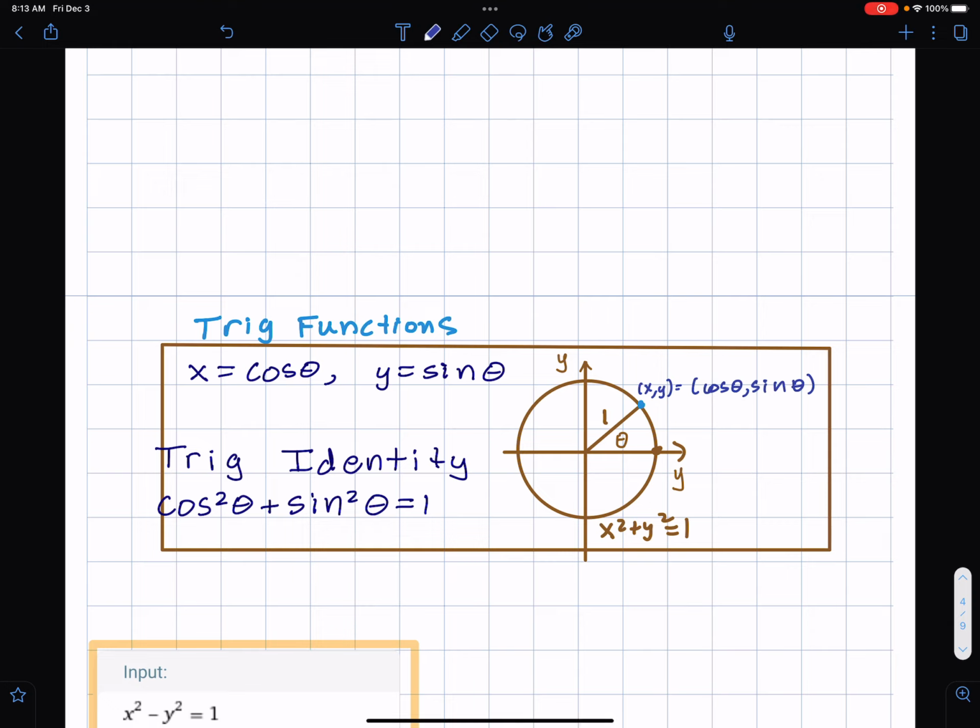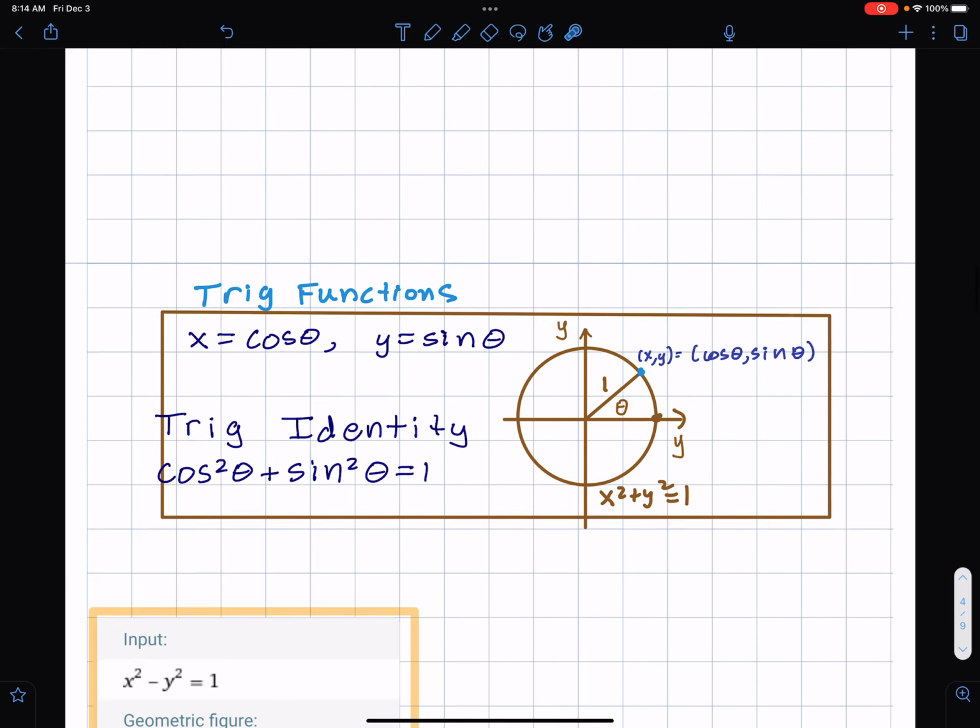Okay, and then because it's a circle, we have the equation of the circle, x squared plus y squared equals 1. But that matches cosine squared theta plus sine squared theta equals 1. Because x is cosine theta, y is sine theta, so x squared plus y squared equals 1 corresponds to cosine squared theta plus sine squared theta equals 1.